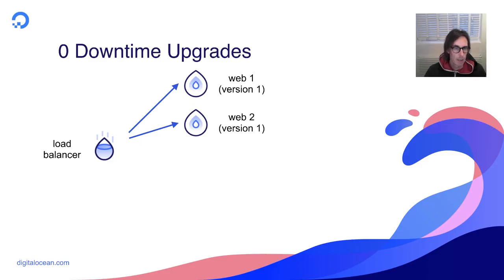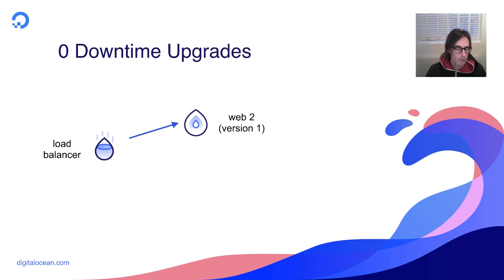So what do we mean by zero downtime upgrades? Well, by default, Terraform will destroy any resources before it creates new ones. So imagine you've got a load balancer and two droplets, Web 1 and Web 2, and they're both the same application instance, both running version 1 of your application. If I decide that I want to change this image to the version 2 image, and I do a Terraform apply, Terraform's going to do something like this.